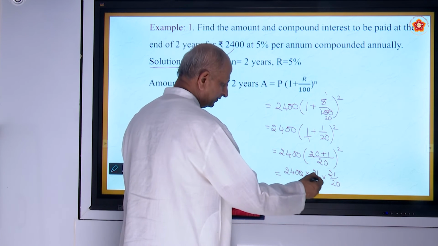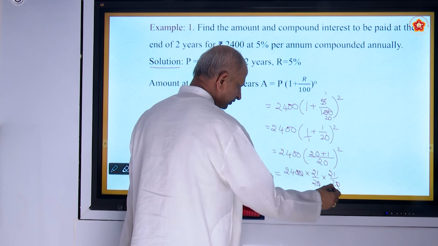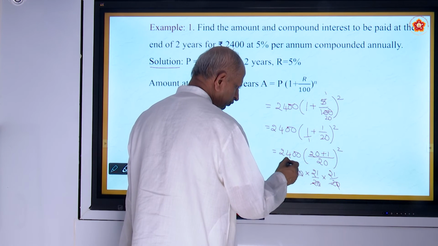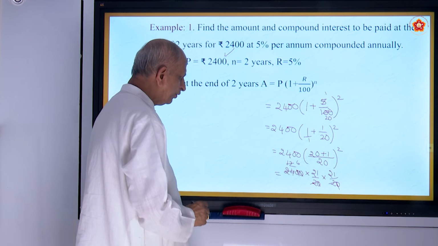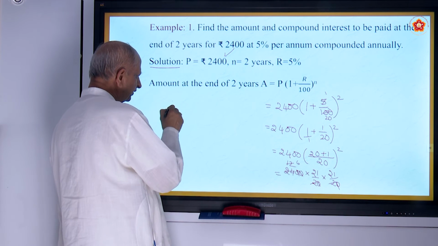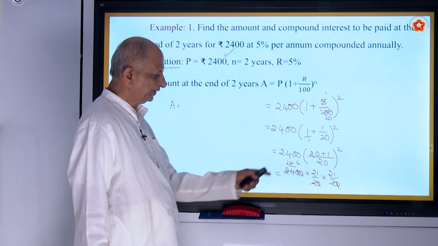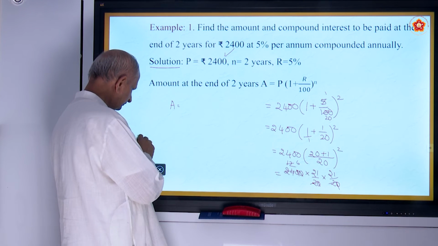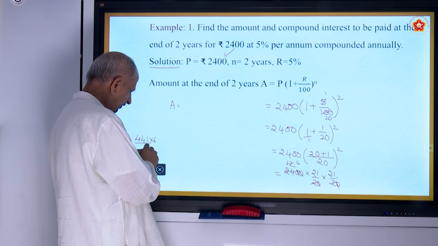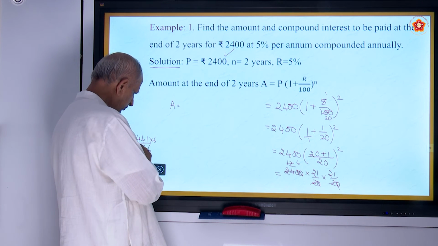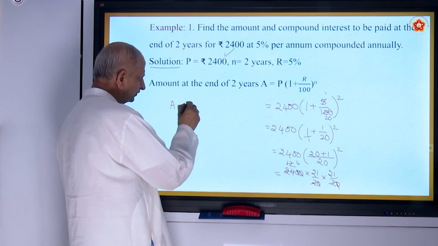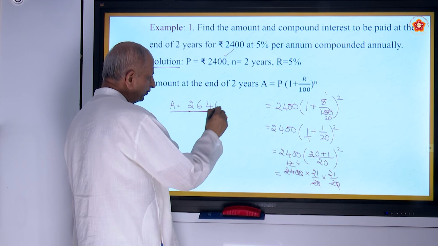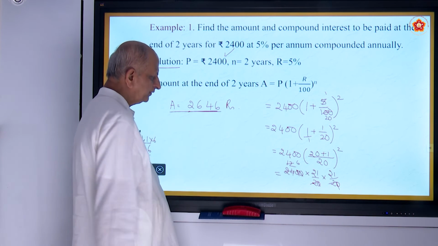Now 0, 0 cancels. This 0 also cancels. 2 ones are 2, 2 12s are 24. 2 ones are 2, 2 6s are 12. So the amount becomes A is equal to 21 21s, how much? 441. 441 into 6. 6 ones are 6, 6 fours are 24, 2646. So much is the amount, so much in rupees. What about CI?